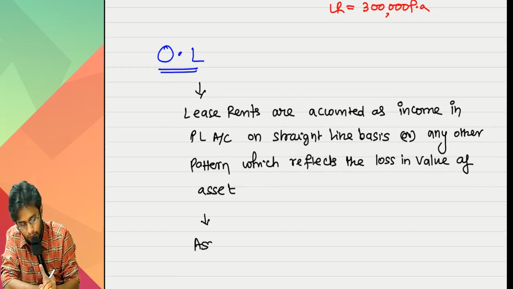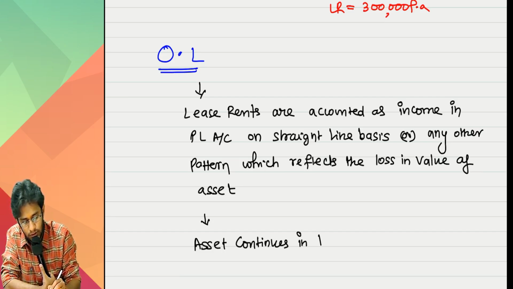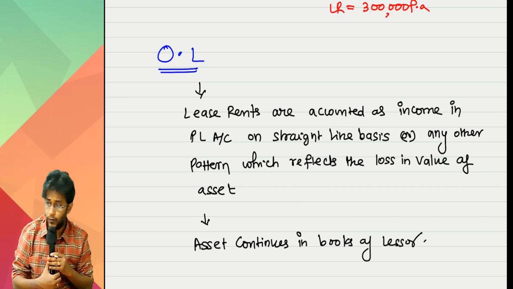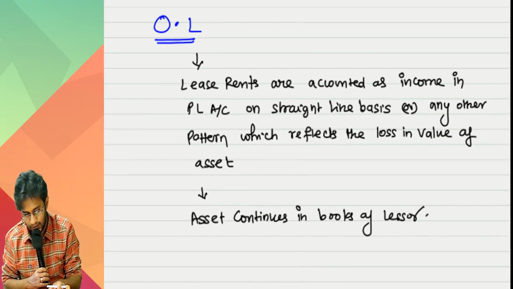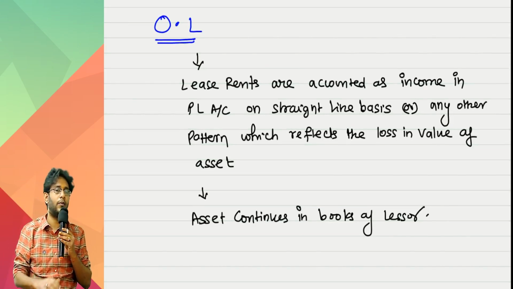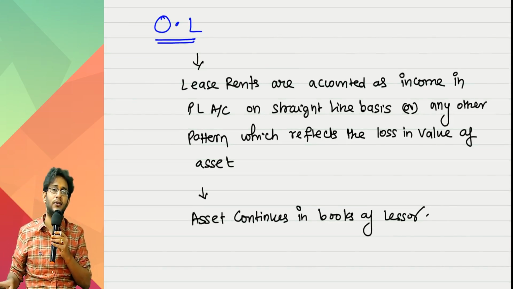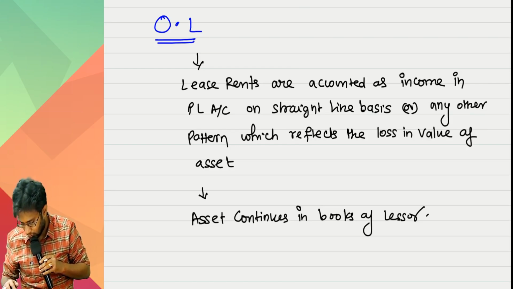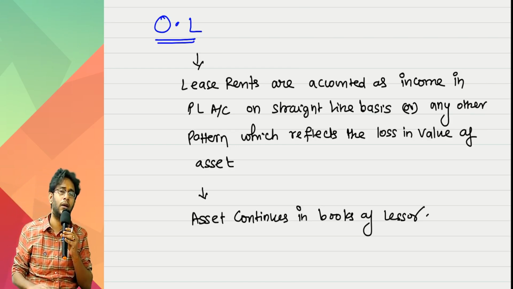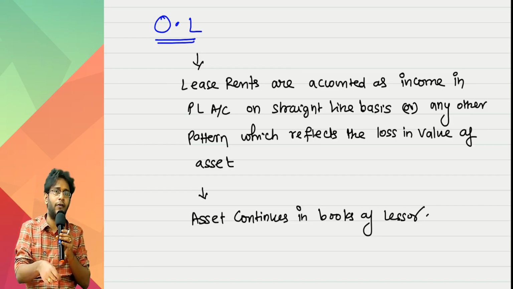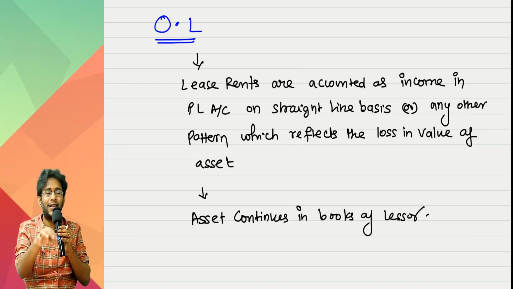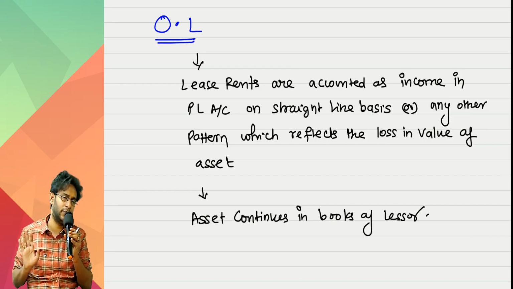And then, yesterday also I told you, the asset continues in the books of the lessor. Because when you say that the risk and rewards are not substantially transferred to the lessee, it means indirectly that risk and rewards are with the lessor only. When the risk and rewards of the asset are with the lessor only, automatically he will not de-recognize the asset. The asset continues in my books. Somebody is using it. For that usage he is paying me some user charge. That I will account as income in my P&L account straight.